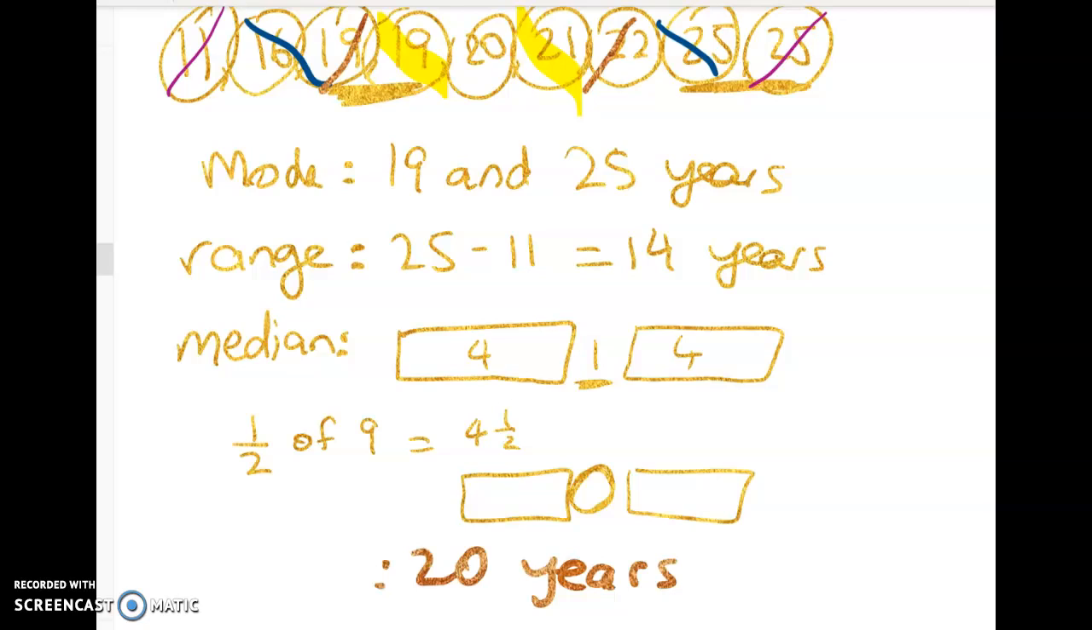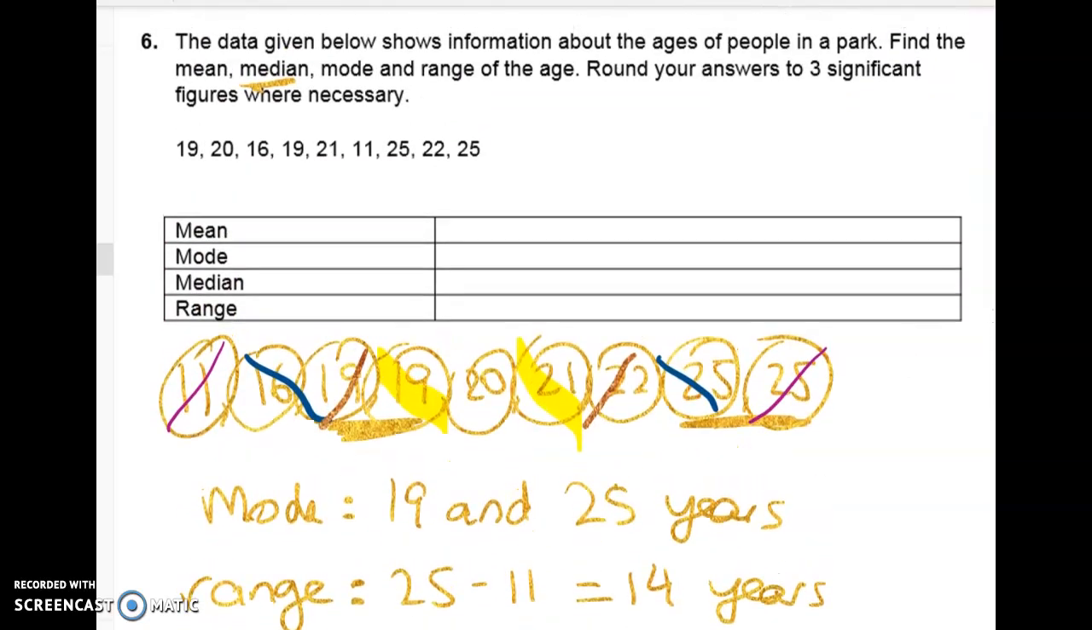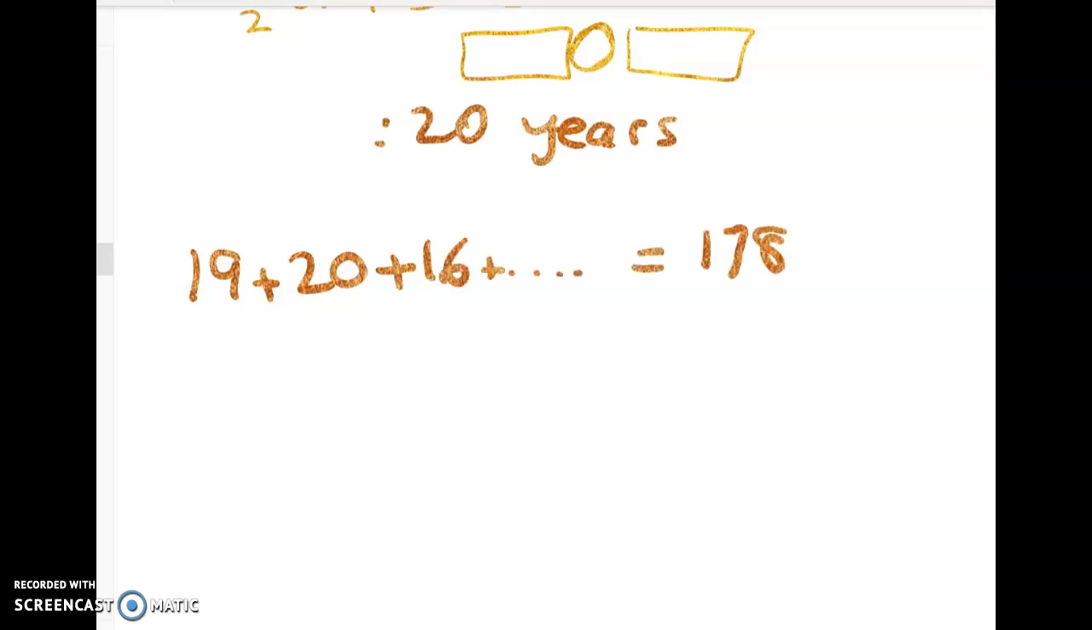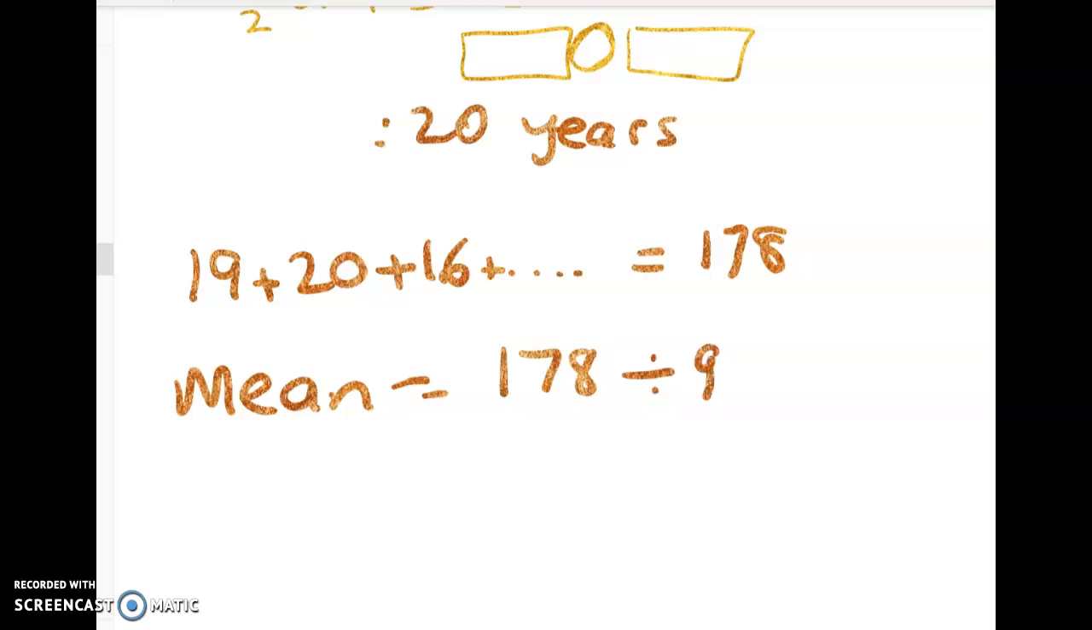Now, lastly, we have to be able to find the mean. The mean comes from adding up all of the values and dividing by how many there are. Okay, so here we're going to add up 19 plus 20. So obviously we can add from either list. It doesn't really matter. But we add them all up, and we're going to get 178 in total. So the mean is equal to 178 divided by 9.